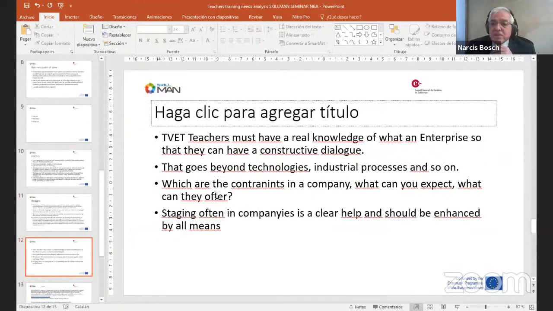TBET teachers must have a real knowledge of what an enterprise is, so that they can have a constructive dialogue that goes beyond technologies, industrial processes, and so on. What are the constraints in a company? What can you expect? What can they offer? Staging, often in companies, is a clear help and should be enhanced by all means.